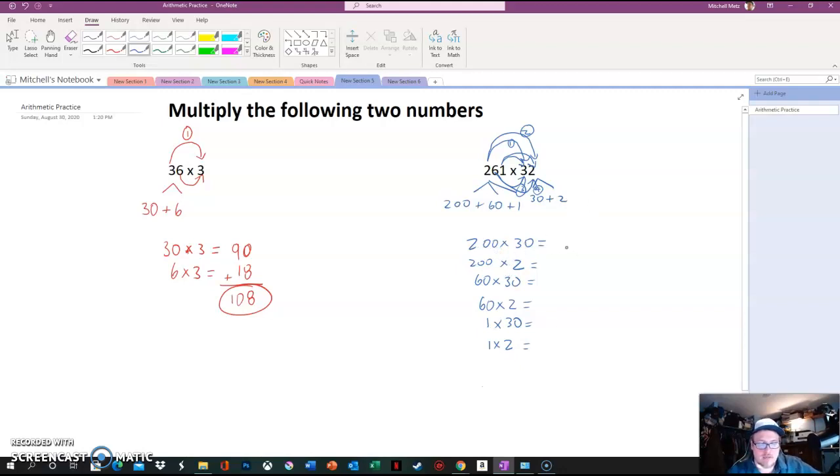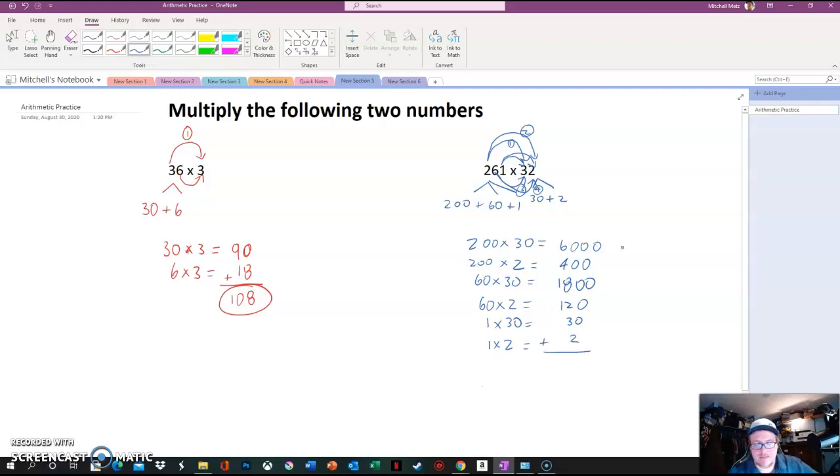200 times 30, that should be 2 times 3, which is 6, and then there are 3 zeros. 200 times 2, that should be a 4, and that should be 2 zeros, because I have 2 zeros here. And I'm going to do 6 times 3, 6, 12, 18. I have 2 zeros. 60 times 2, that's 6, 12, so I have another 0. I have 1 times 30, which will just be 30, because anything times 1 is itself. And then 1 times 2 is 2.